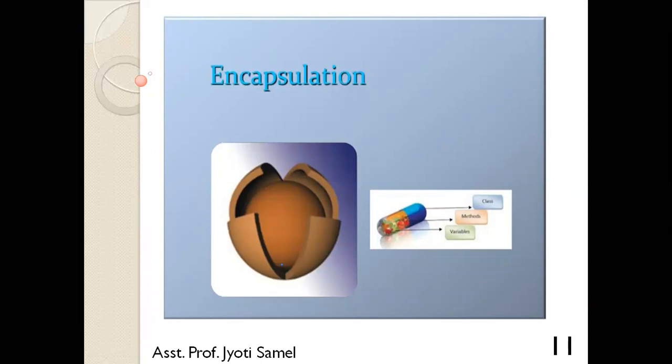We are going to move ahead to our third principle, encapsulation. Here you can find the diagram. In this, you can find a capsule, and for the capsule, there is an outer cover as well as the inner medicine. This inner medicine is known as the variables and methods, and the outer shell is known as the class.